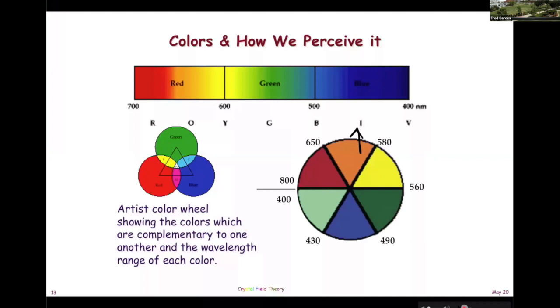So here it is right here. You can easily do a color wheel because it looks like this. And you guys should know how to do this. Red, orange, yellow, green, blue, violet. And indigo is in between blue and violet, right in here. Okay. So basically that's what you see in this slide.